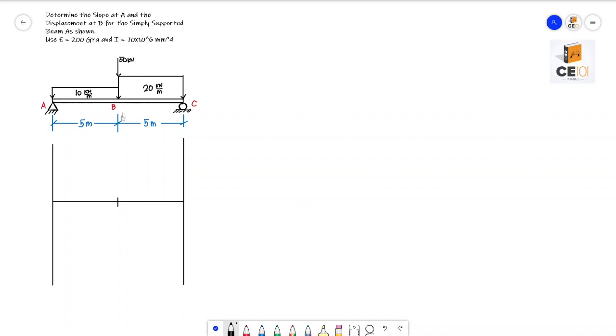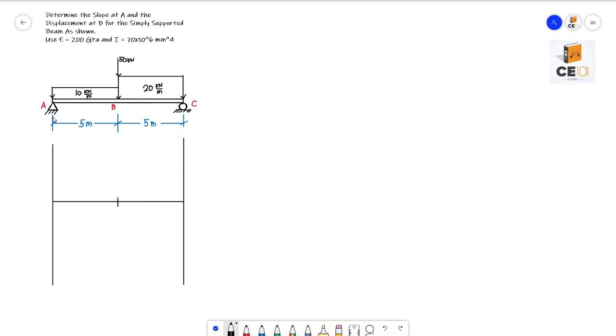So paano natin sisimulan yung pag-atake natin sa problem na to. Last video, pinakita ko sa inyo na pag may nakita tayong fixed sa ating real beam, ma-determine agad natin kung saan yung reference point natin, which is yung fixed na yon. So dito sa problem na to, iba na to. Meron na tayong simply supported, hindi na siya yung fixed sa dulo. So para sa problem na to, mas mabuti siguro na kunin muna natin yung mga reactions, then mag-establish tayo ng ating gagawing reference point.